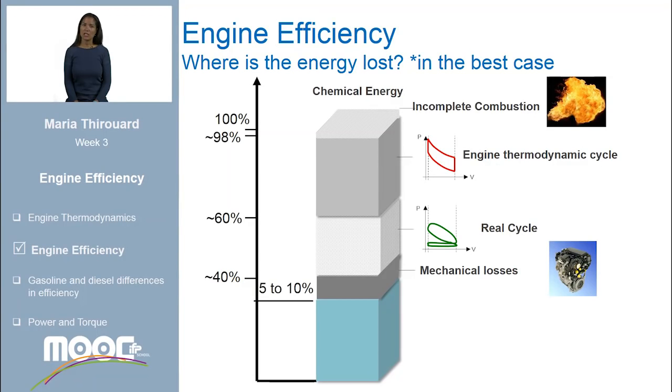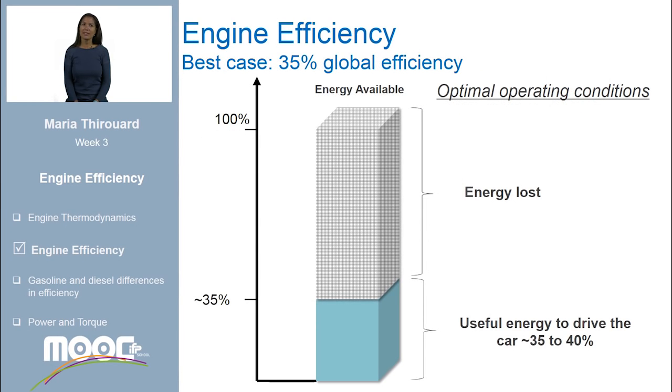Finally, we have the mechanical losses. This includes all the energy dissipated in friction between all mechanical parts and all the energy needed to drive the accessories of the engine. Mechanical losses account for around 5% of the total energy. After all the losses are computed, engines have a fairly low global efficiency. Indeed, the global efficiency can be as high as 35% in optimal operating conditions, 40% in the very best cases. Can you imagine? In the best case, only 35% of the energy in the fuel is used to drive the car, and the remaining 65% is lost.